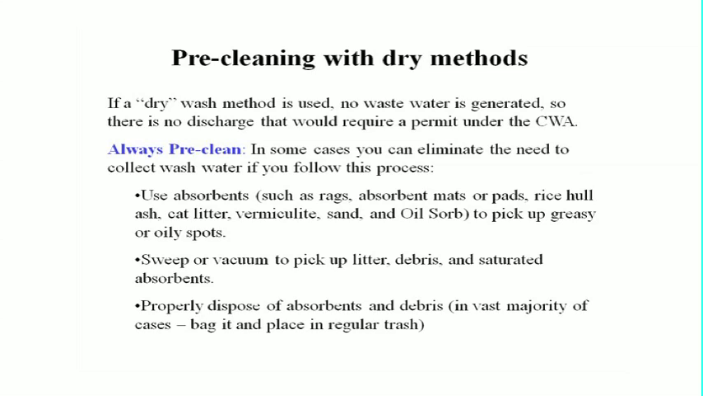Always pre-clean. In some cases, you can eliminate the need to collect wastewater if you follow this process. Use absorbents such as rags, absorbent mats, pads, rice hulls, kitty litter, sand, and oil soap to pick up greasy or oily spots. Sweep or vacuum, pick up litter, debris, and saturated absorbents. Properly dispose of absorbents and debris. In the vast majority of cases, bag it and place it in a regular trash.